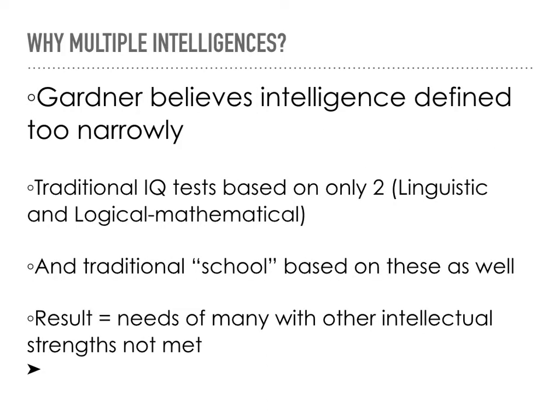Gardner believed that intelligence is defined too narrowly. He says that traditional IQ tests are based on two intelligences, the linguistic and the logical-mathematical, and traditional school is based on these as well. The result is that the needs of many with other intellectual strengths are not met.